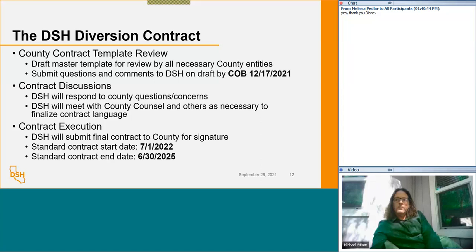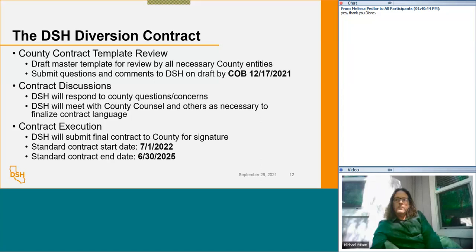As part of the materials that I sent out yesterday, there was also a contract template. It's a master contract template for this program. You all received the exact same version, which, because it's the master template, does not yet have any of your county's specific information entered into it, so you'll see that as you review that document. All of your county specifics will be entered into the contract template in December after we receive your program plan.